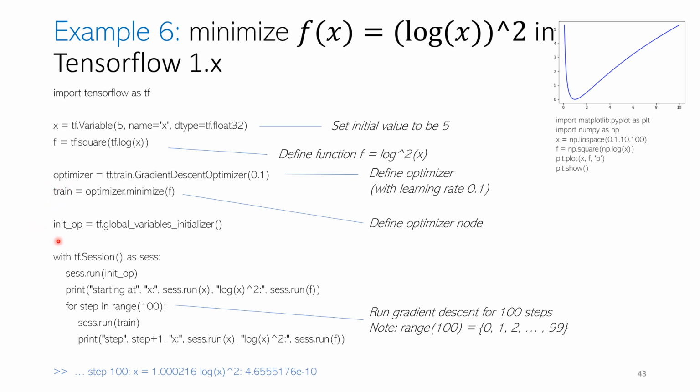So as always, before creating the graph, we need an initializer node using tf.global_variables_initializer. So we create our session. Inside the session, always, the first thing we do is initialize all the variables. So at this point, x gets its initial value of 5. What we do next is that inside the for loop, we just need to run the node train here. Each time we run this node train, it will perform one step of gradient descent for us.